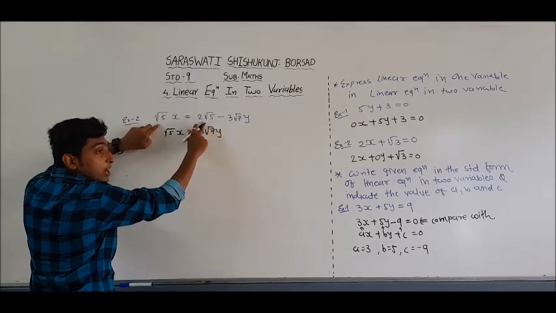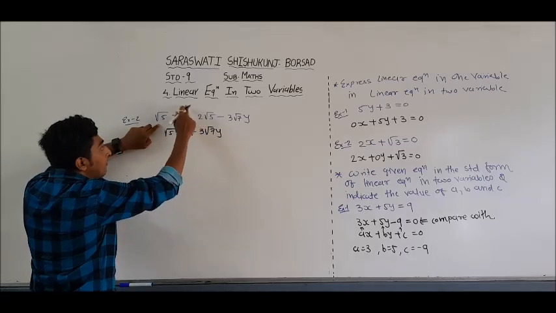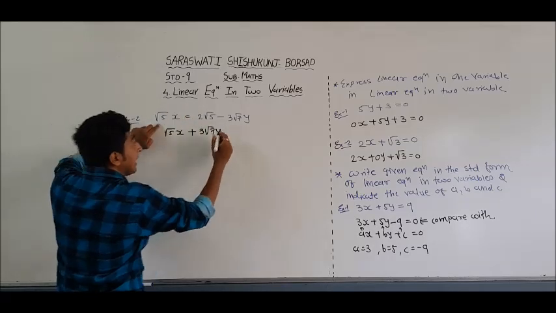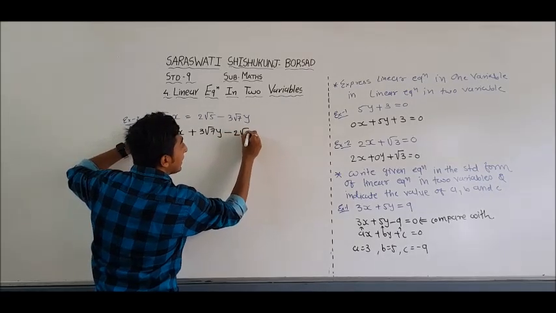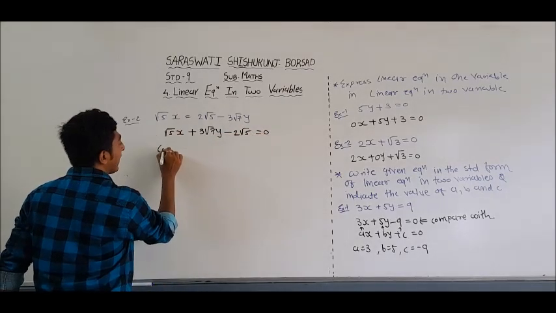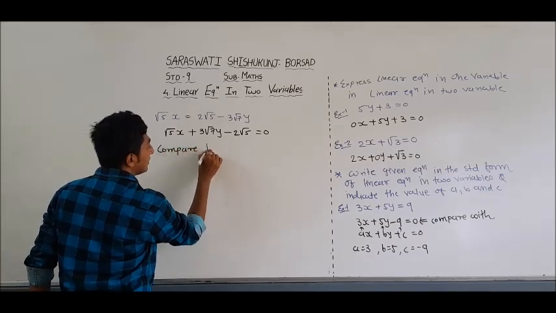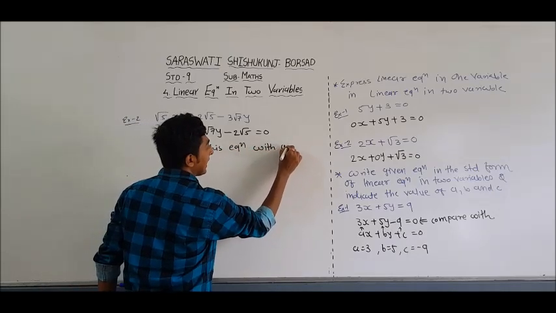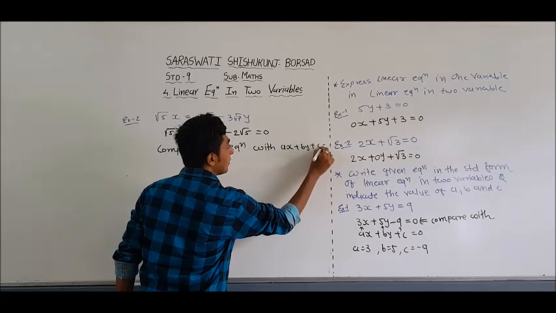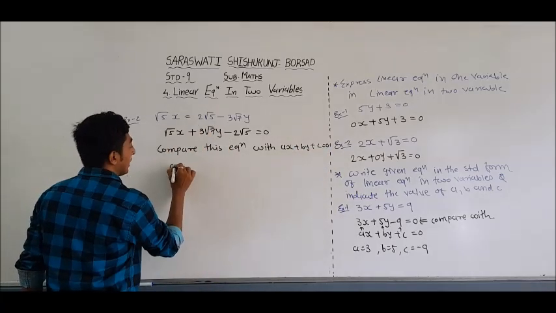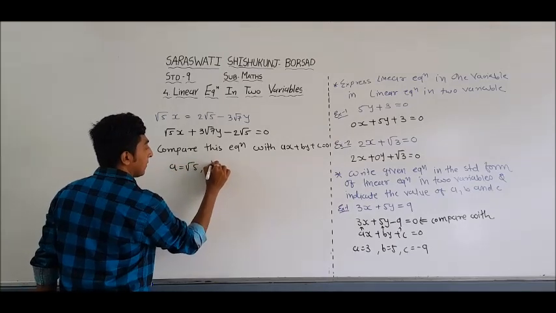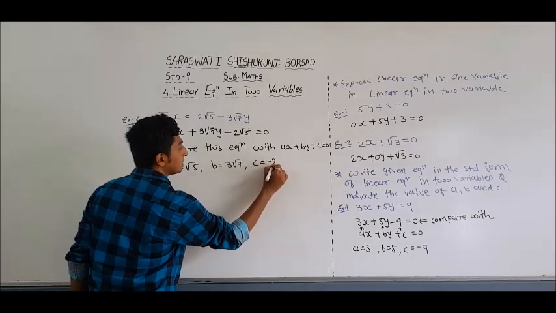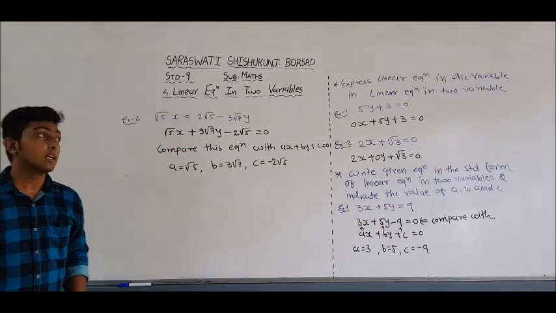Here 2 root 5 is constant on the right hand side. Whenever it goes to the left hand side, the sign will be changed. That means the positive sign will be converted to a negative sign, so minus 2 root 5 equal to 0. Now compare this equation with ax plus by plus c equal to 0. That means a equal to root 5, b equal to 3 root 7 and c equal to minus 2 root 5. So that is the thing.